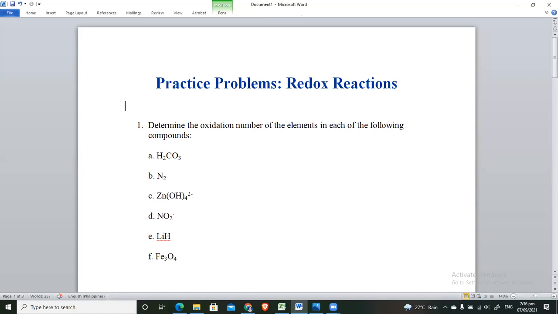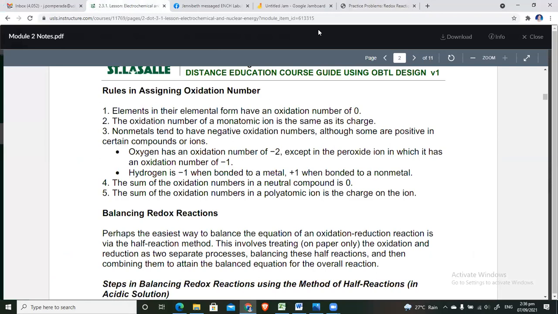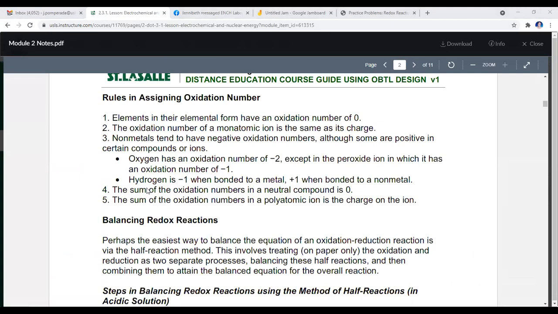Here, so again, you share before I go back to that one. How do we assign oxidation state to hydrogen? Says here, hydrogen is negative 1 when bonded to a metal, and hydrogen is positive 1 when bonded to a non-metal. So hydrogen, just like oxygen, can only have 2 possible values, negative 1 and positive 1, or negative 2 and negative 1 for oxygen. So for metals, since metals are already positive, hydrogen should have a negative oxidation state. For non-metals, which are negative in oxidation state, hydrogen will be positive. So let's go back to your screen. I stopped sharing.